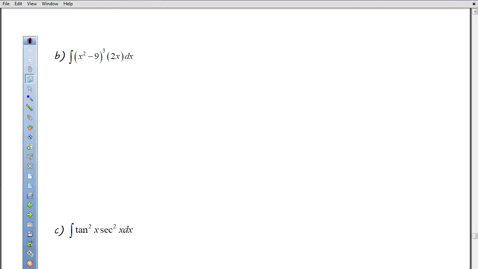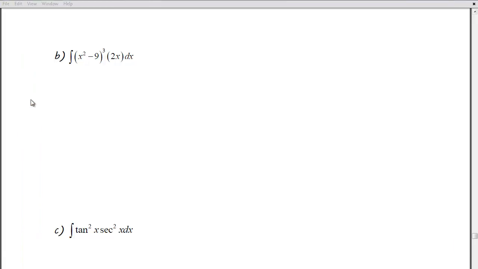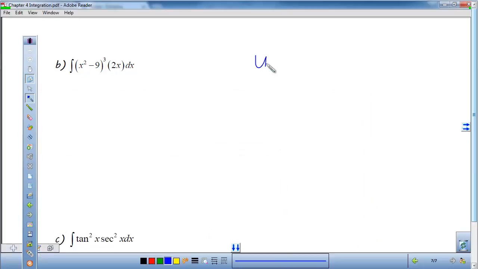For B, we've got the integral of x squared minus 9 cubed times 2x dx. So when I look at this, if I'm going to use integration by substitution, I have to be able to identify one of these things as u and the other as du. And so it looks like it works out that u is going to be x squared minus 9, and it follows from here that du would be 2x dx.